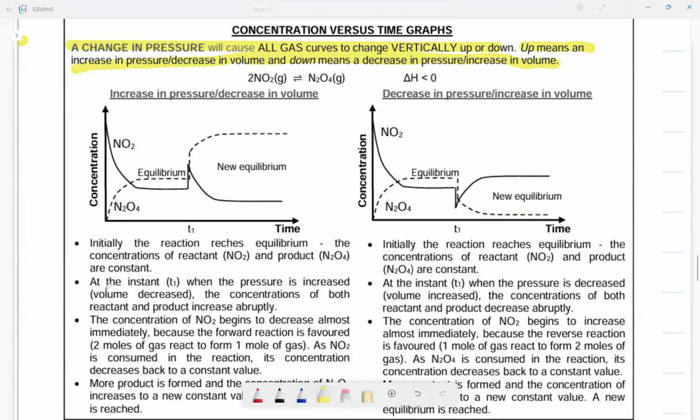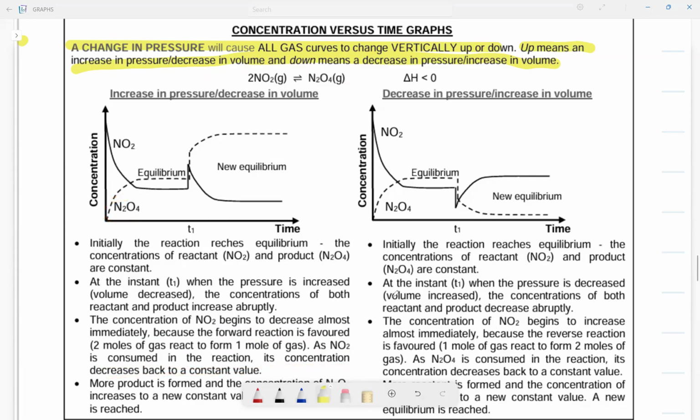Yes, let's look here. At the instant T1, when the pressure is increased, the concentration of both the reactants increased abruptly, right? The concentration of NO2 begins to decrease almost immediately because the forward reaction is favored. As NO2 is consumed as the reactant, its concentration decreases. More product is formed and the concentration of N2O4 increases.